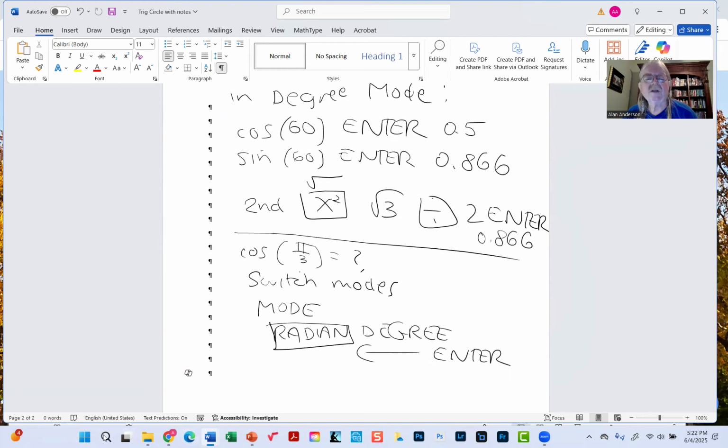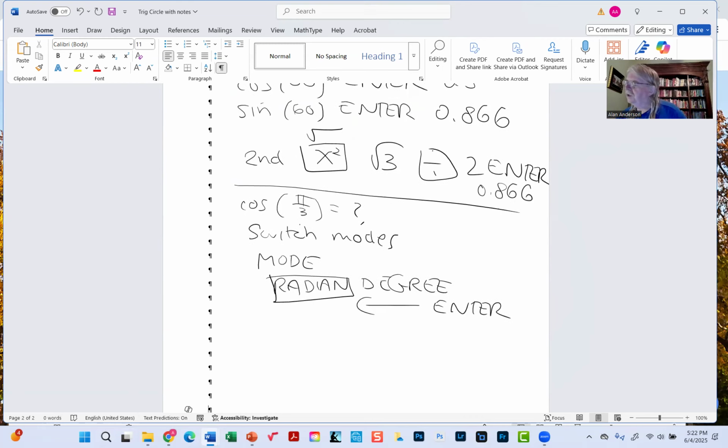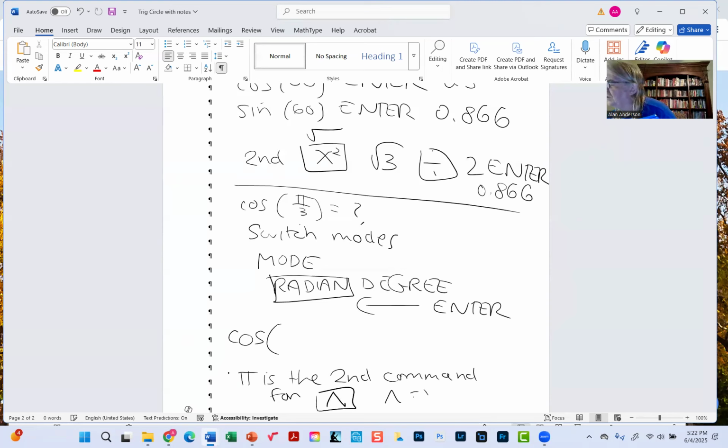Now, the next interesting part is how do you tell it that you want pi over 3? So you're going to type cosine. Now, the pi button is found directly above the exponentiation key. This symbol, by the way, is called the caret. It's used in this calculator for exponentiation. The same thing is true in Excel, by the way.